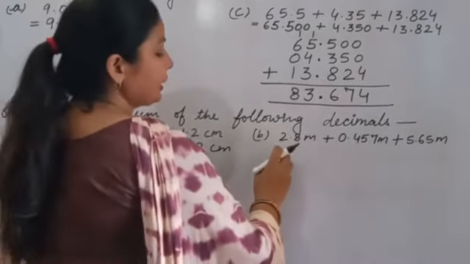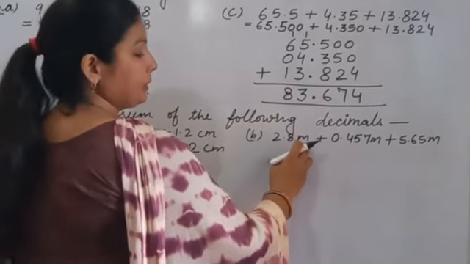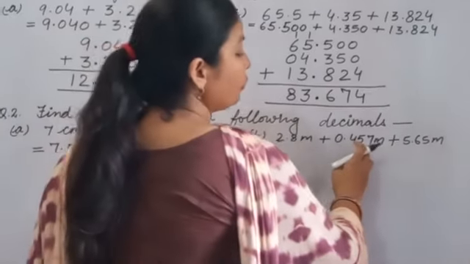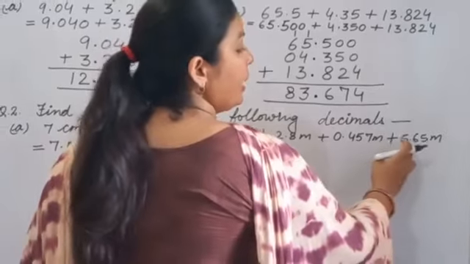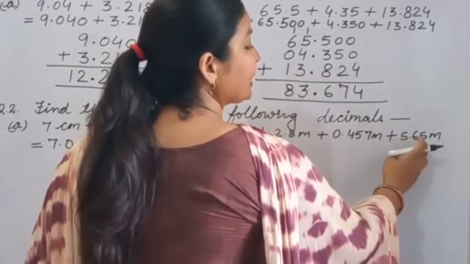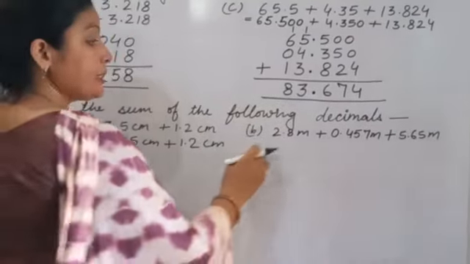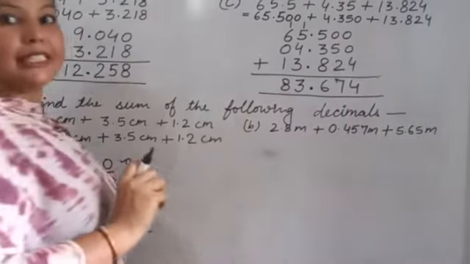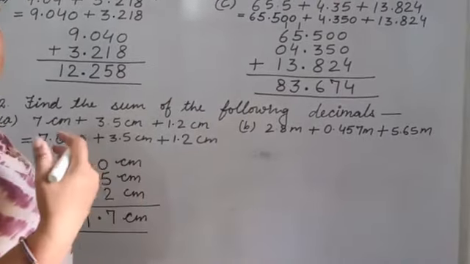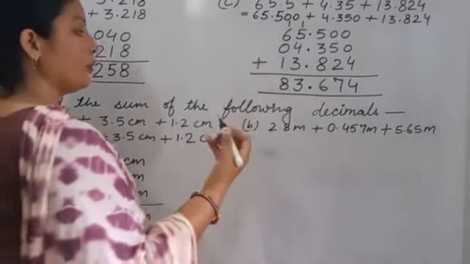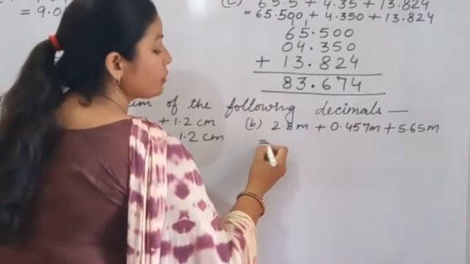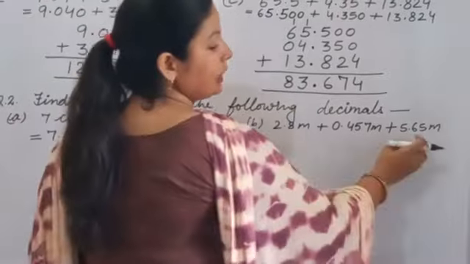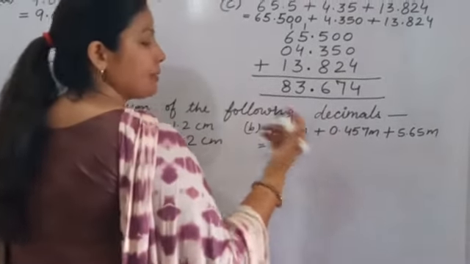There also you check that 2.8 meter, 0.457 meter and plus 5.65 meter. There is one decimal place, there is 3, there is 2. Different decimal places. So firstly we will make the same decimal places. So here also we will make 3 decimal places. In the last one also we will make 3 decimal places.